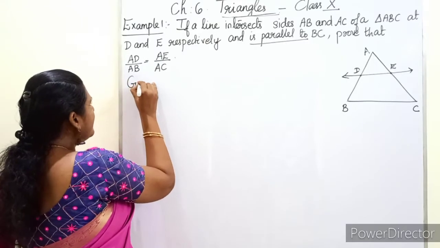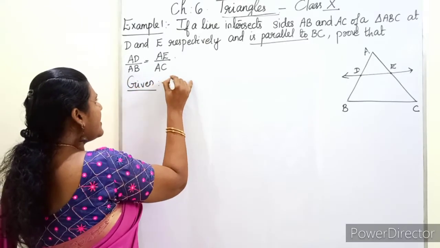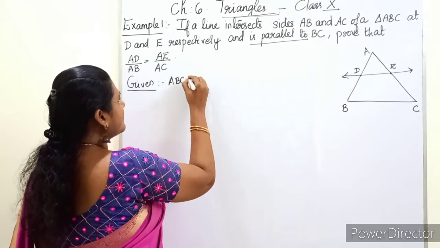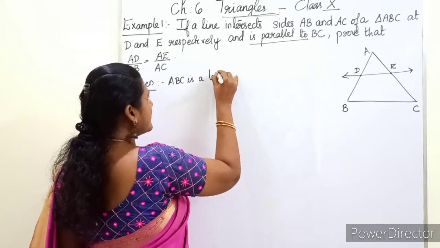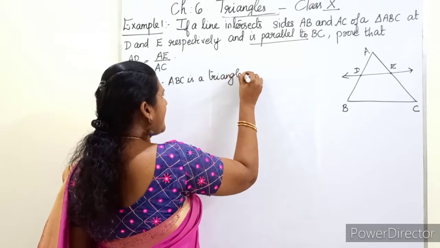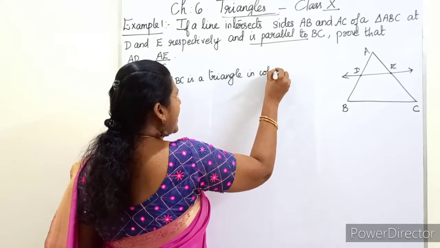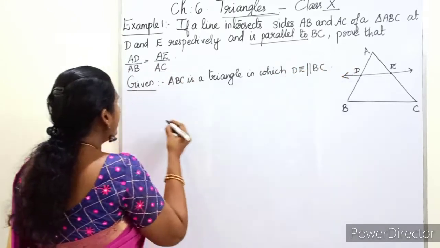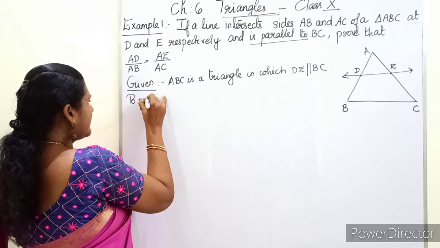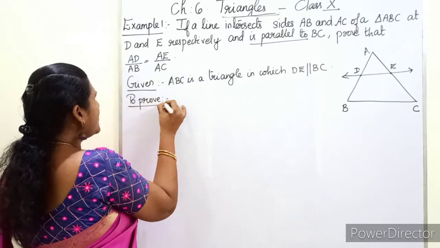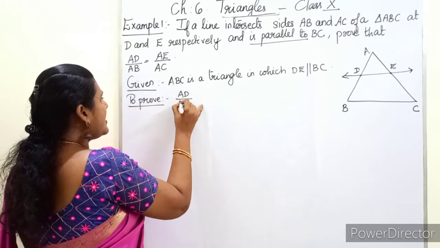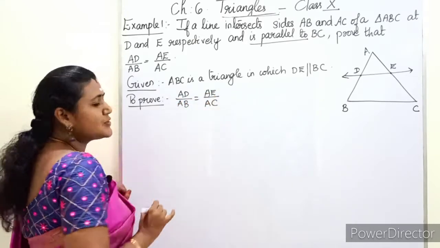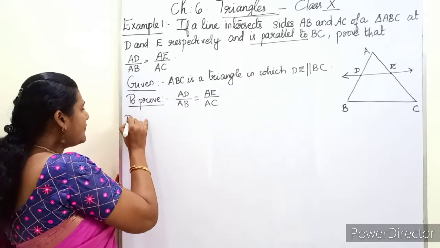So what is given? We will write first. Given: triangle ABC is a triangle in which DE is parallel to BC. Now what we have to prove? We have to prove AD by AB is equal to AE by AC. This is what we have to prove. So proof, we will see the proof.